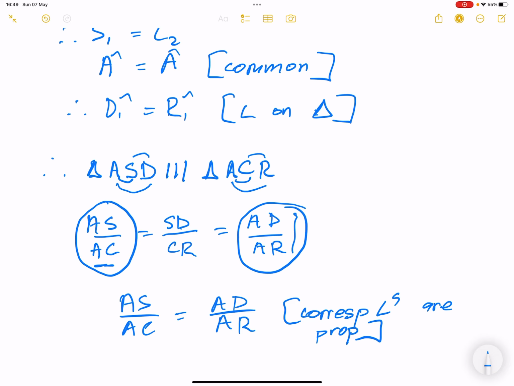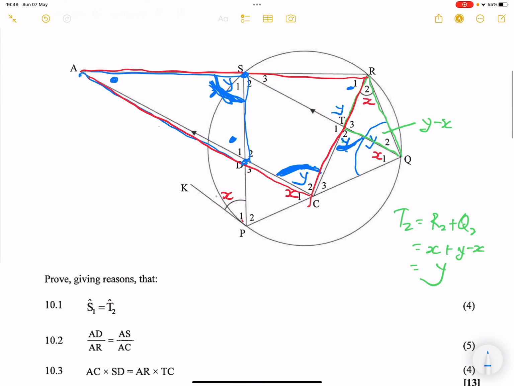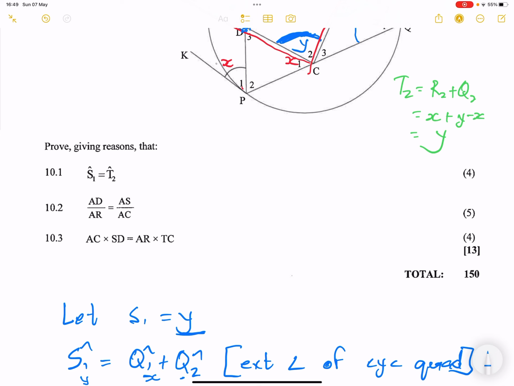Right, so they say to us in our next question that we must prove that AC times SD. Now these can be a little bit on the intimidating side, ladies and gents, but believe you me, if you're just systematic about it, you can get lucky and get it. But if you don't, we've already gotten those 4 marks just with similarity and understanding how to prove similarity, right? Okay, so they say to us, prove that AC times SD is equal to AR times TC.